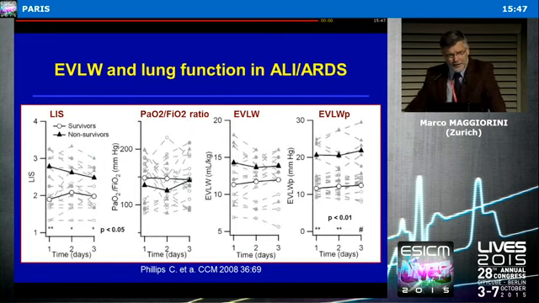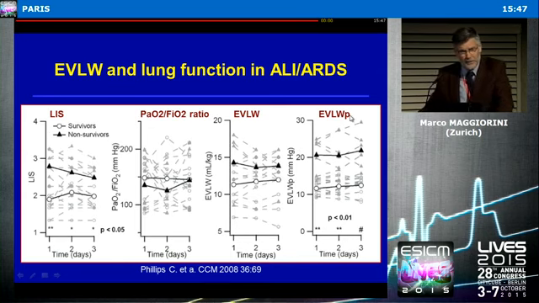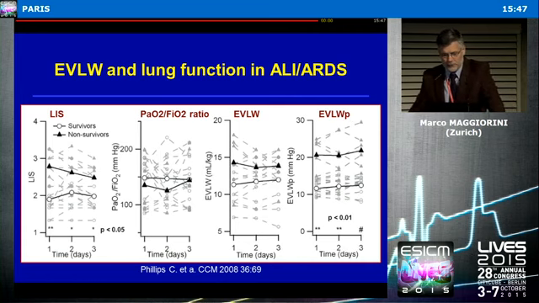What is the validation in our days in the clinic? This is one of the studies that shows you nicely that the extravascular lung water, particularly if you now normalize it for predicted body weight and you do not take the actual body weight, can very nicely distinguish between survivors and non-survivors with a severe RDS, which is much better than the extravascular lung water itself, and it correlates with the lung injury score.